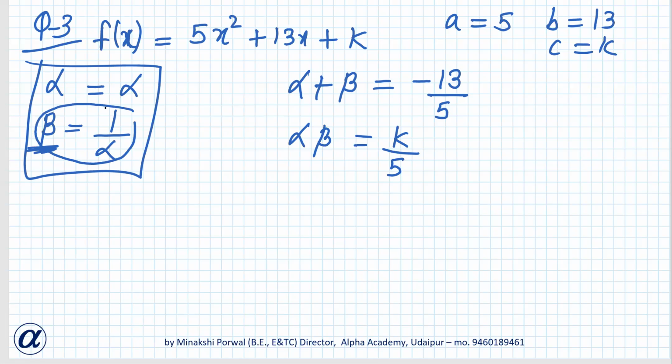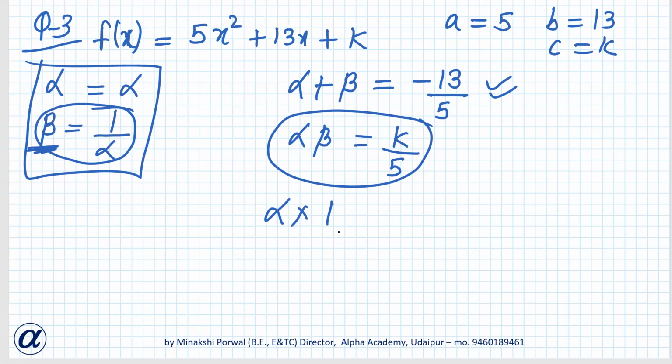Okay. Now we are given that one of the zero is reciprocal of another. मतलब beta क्या है? 1 upon alpha है. So we'll take only this relation. We don't have to waste time on first relation. Alpha, beta is 1 upon alpha is equal to k by 5. Alpha and alpha cancel. K equals to 5.